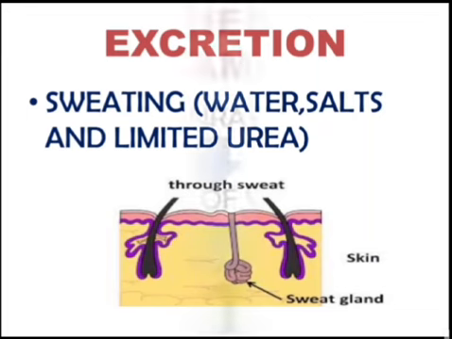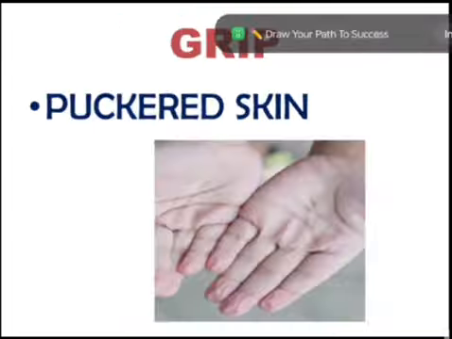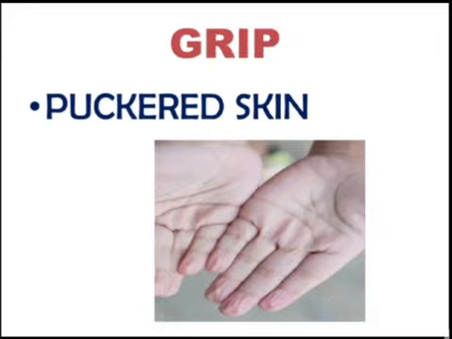Now coming to the next function, that is the synthesis of vitamin D. विटामिन डी सिंथेसिस होता है. कैसे होता है स्टूडेंट्स? जब हमारे स्किन में सन का एक्सपोजर होता है, सन रेज पड़ती है, ओके जब सनशाइन पड़ती है तब हमारा स्किन प्रोड्यूस कर पाता है, सिंथेसाइज कर पाता है विटामिन डी को. Okay students, now coming to the next and the last function of the skin, that is the grip. The skin is going to provide a good grip.